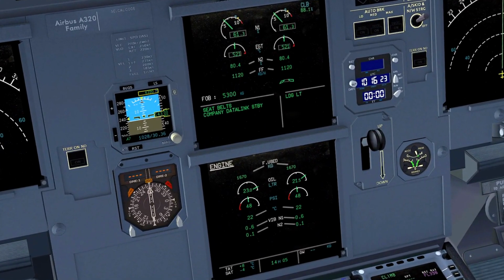The upper display shows the primary engine parameters. Currently, the lower display provides additional engine parameters such as fuel usage, engine oil capacity, oil pressure, temperature, and engine vibrations. We can select different system synoptics to display on the lower screen. Let's take a closer look at this display.